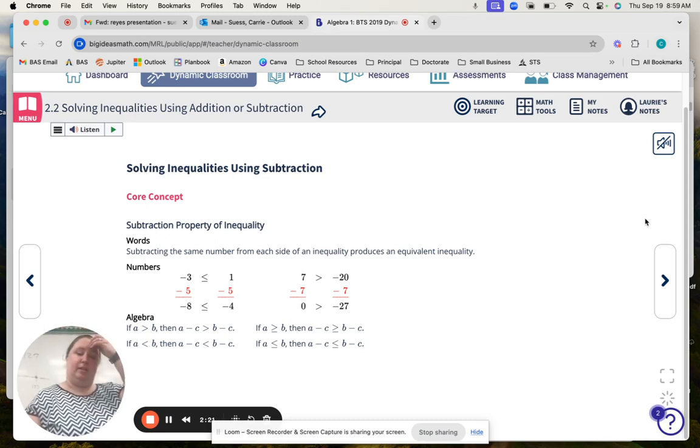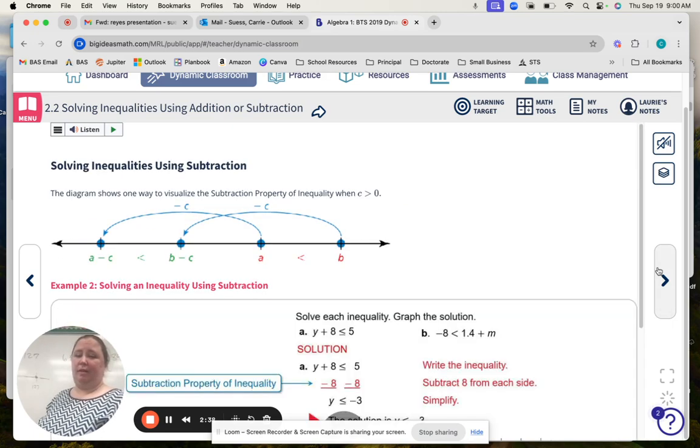All right, so again, here's the subtraction property of inequality. It's the same that we did with equations. If you subtract something from one side of the inequality, you must subtract it from the other side in order for the inequality to remain equivalent. Got it? I'm not going to make you rewrite those in your journals because you should know those. All right, example 2.